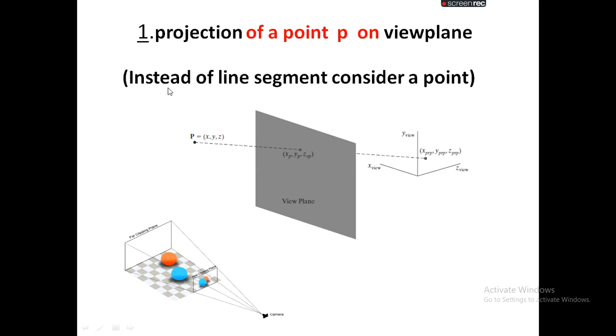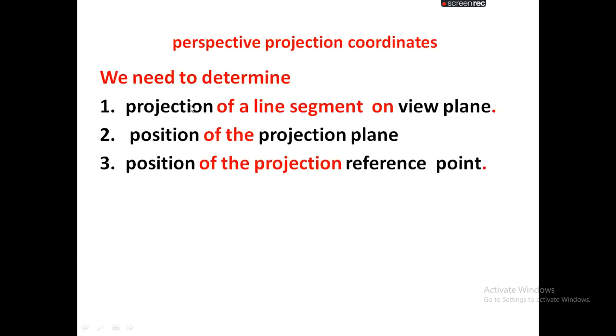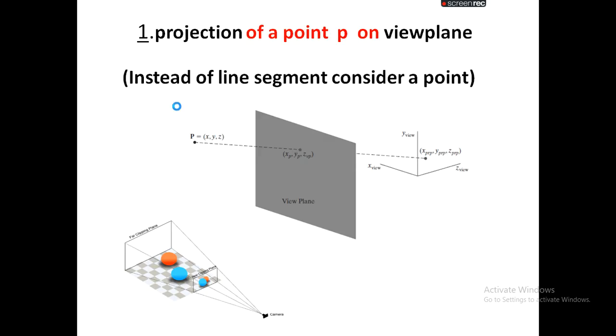I have written this clearly within the bracket. Instead of determining the projection of a line segment on the projection plane, here we are considering only one point. As you can see, this is the first point. So for the first point I am taking a point P.